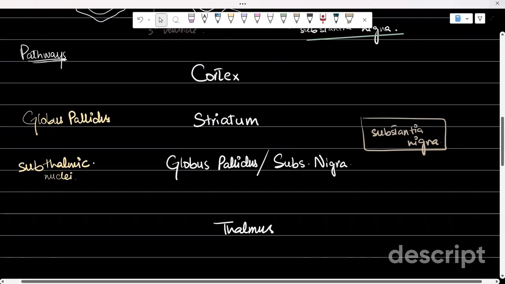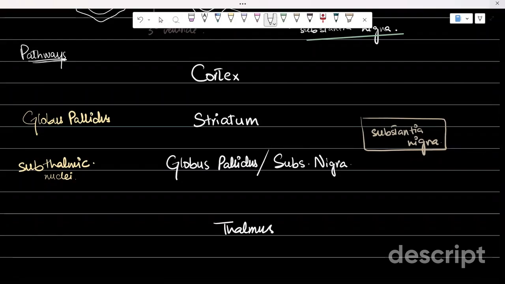So it has two pathways, direct and indirect pathway. First of all, we'll discuss what is going on. So initially, the signal comes from cortex to the striatum via glutamate. Now, glutamate is an excitatory neurotransmitter, so it will excite the striatum. Now, the striatum will send signal to the globus pallidus, which is already sending an inhibitory signal to the thalamus, basically inhibiting the going signal for the motor area.